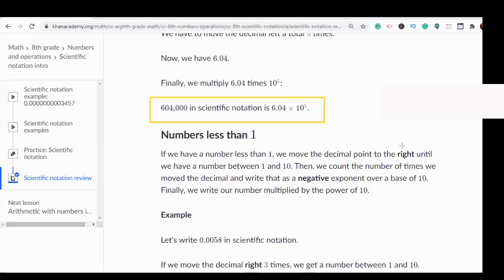Now, let's talk about writing numbers less than 1 in scientific notation. If we have a number less than 1, we're going to move the decimal point until we get a number that's between 1 and 10. That is a requirement that we have to follow. Once it's between 1 and 10, we're going to simply count the number of times we would have to move the decimal. And that number of spaces becomes a negative exponent on our 10 this time.